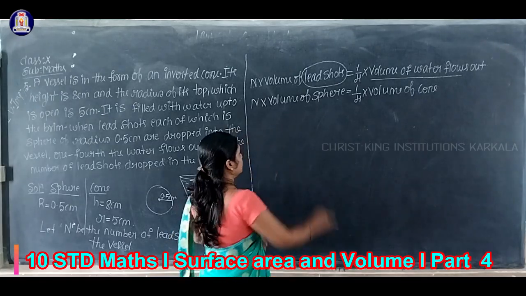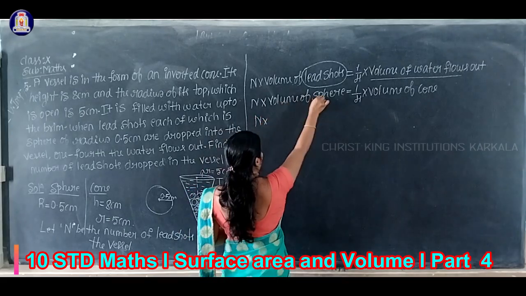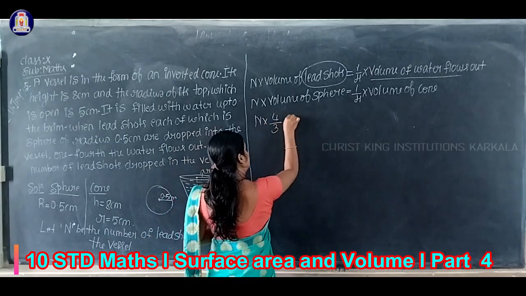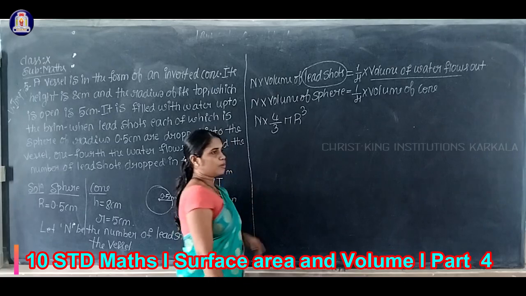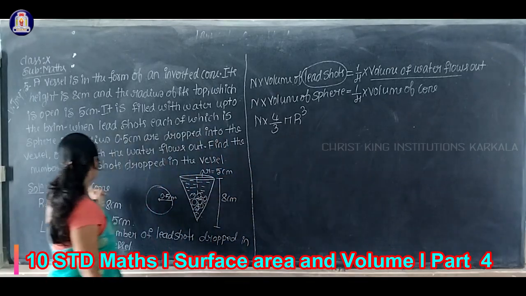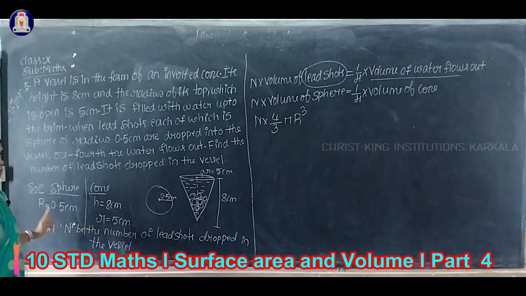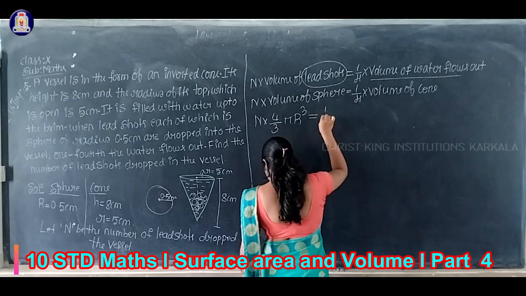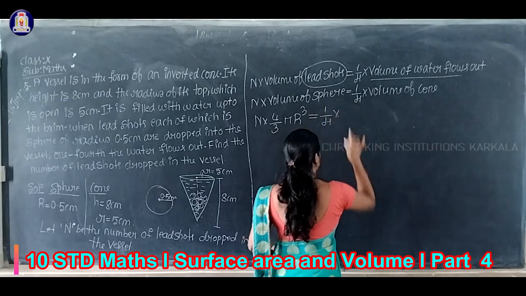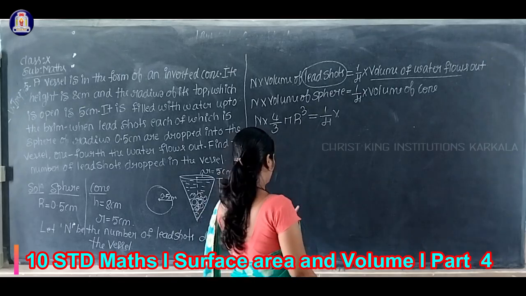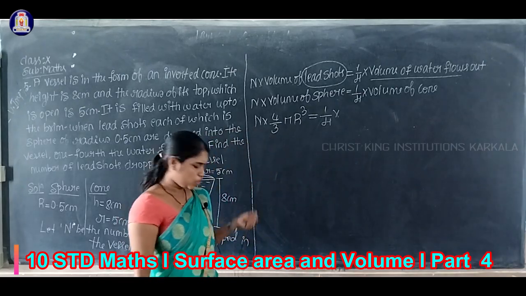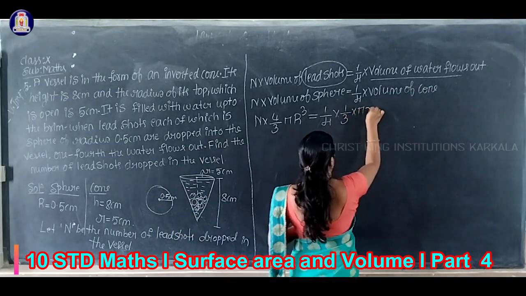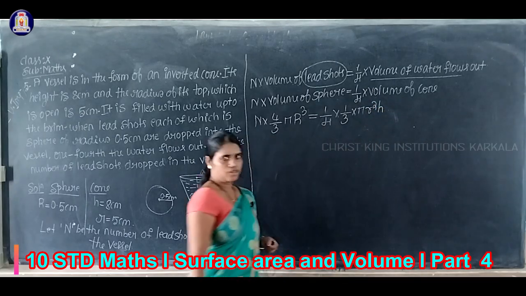Okay, next I'll write the formula. What is the formula for volume of the sphere? Volume of the sphere is given by 4 by 3 into pi R cube. I'll use capital letter R here, because for the sphere the radius is capital R, equal to 1 by 4 as it is into volume of a cone. What is the formula for volume of the cone? Volume of the cone is given by 1 by 3 into pi r square h, isn't it? This is the formula, right?